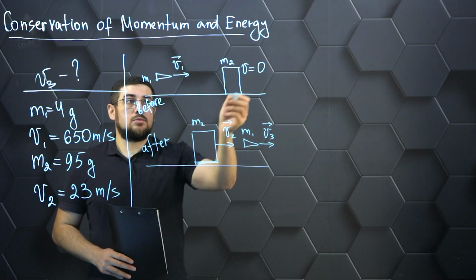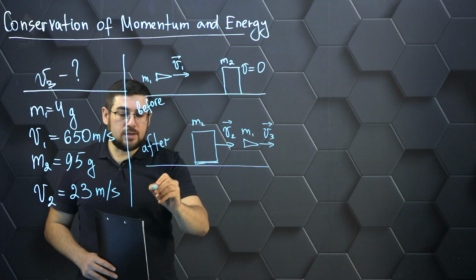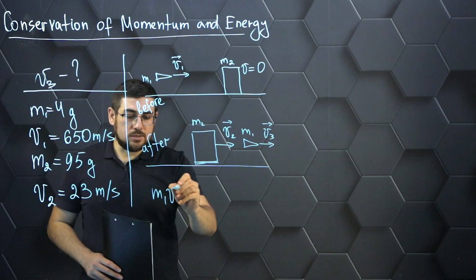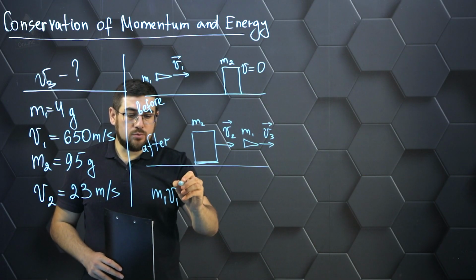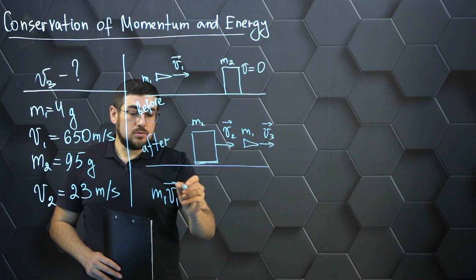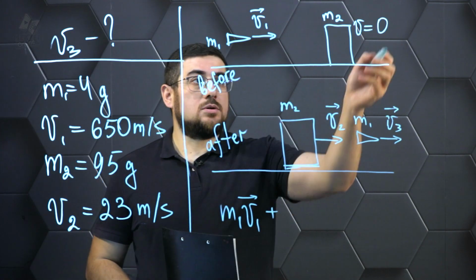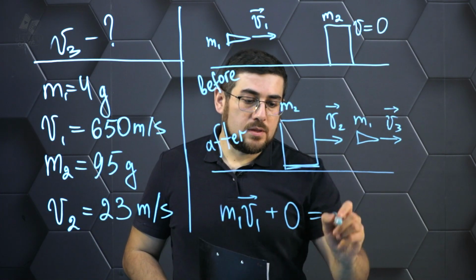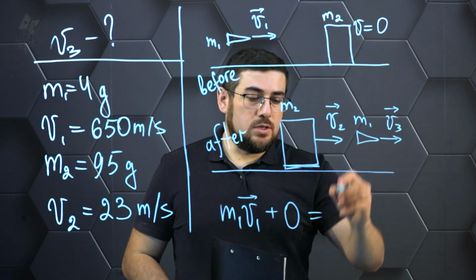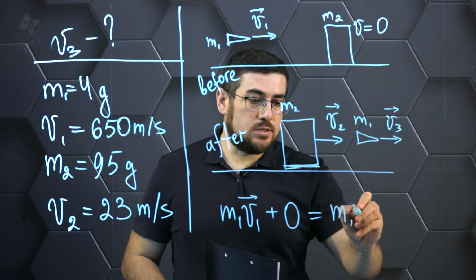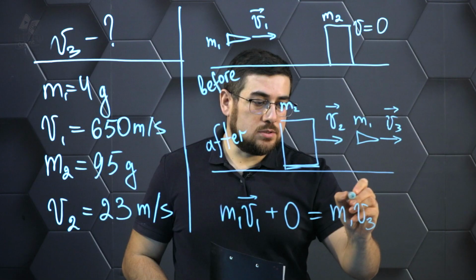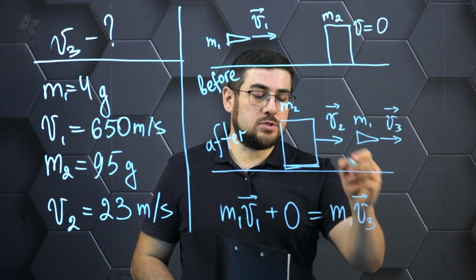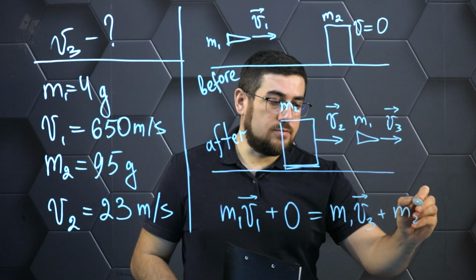So the total momentum of the system before the impact, we can see, will be equal to the product of the mass of the bullet by the velocity of the bullet, plus the momentum of the bar, which was 0 before the impact. The final impulse of the system is the sum of the impulses of these bodies after the interaction. The bullet has a velocity equal to V3. The bar has a velocity equal to V2.